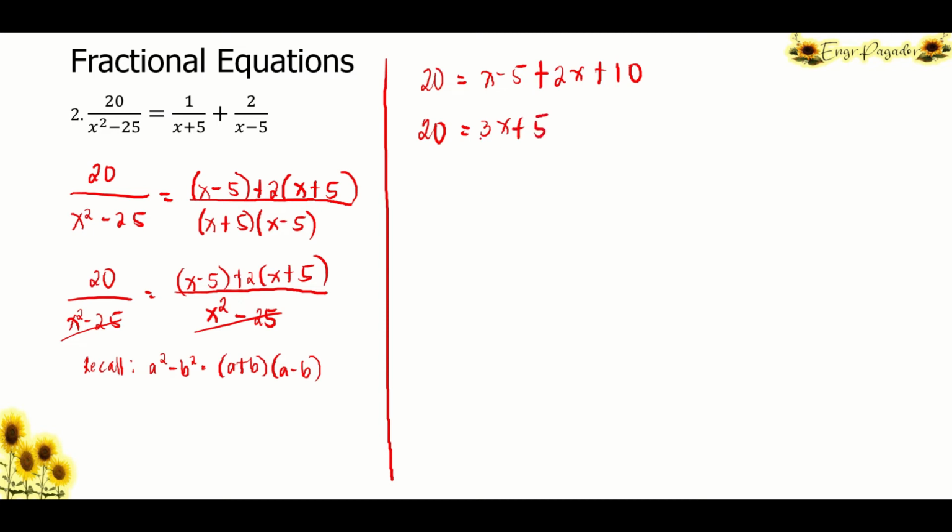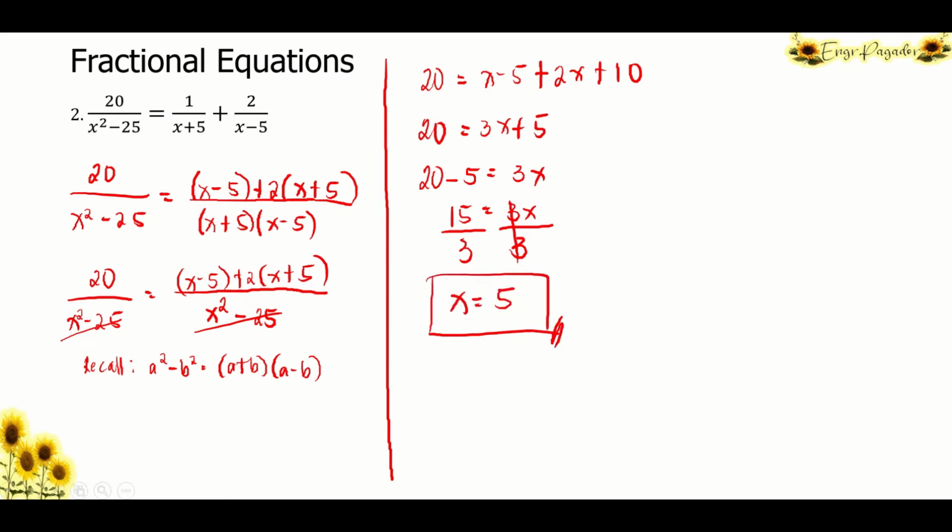Now, we want to have an equation na yung matitira sa one side is yung unknown variable natin. So, we will have 20. Transpose natin si 5 sa kabila. So, magiging minus 5 equal to 3x. So, 20 minus 5 is equal to 15. And that is equal to 3x. So, divide both sides by 3. So, the value of your x is now equal to 5.